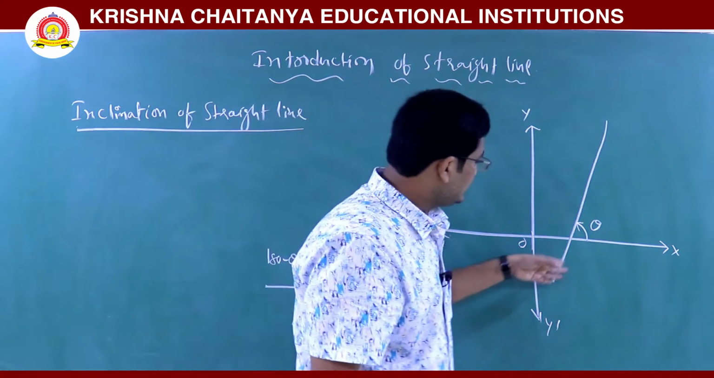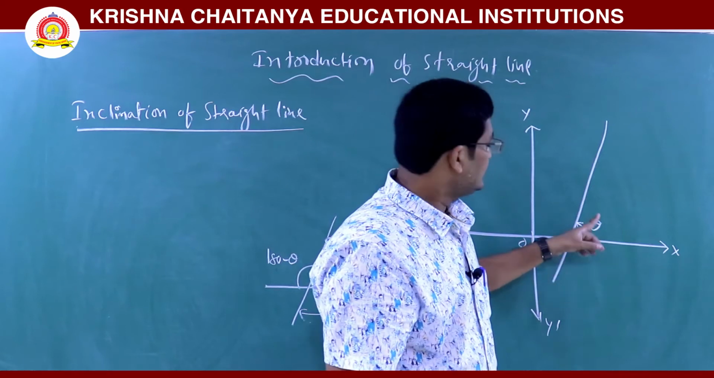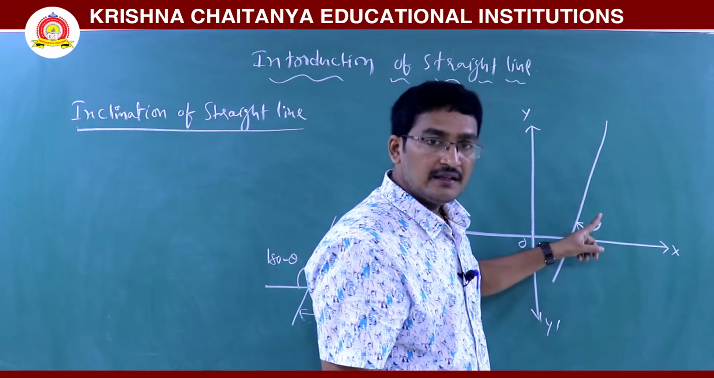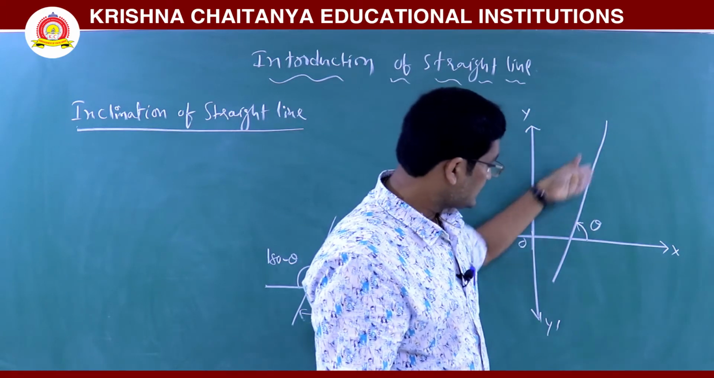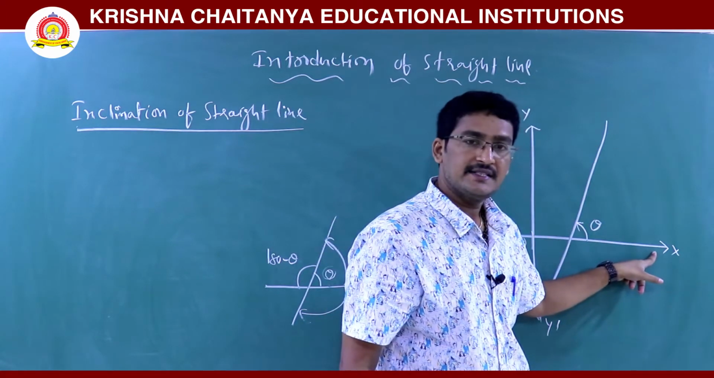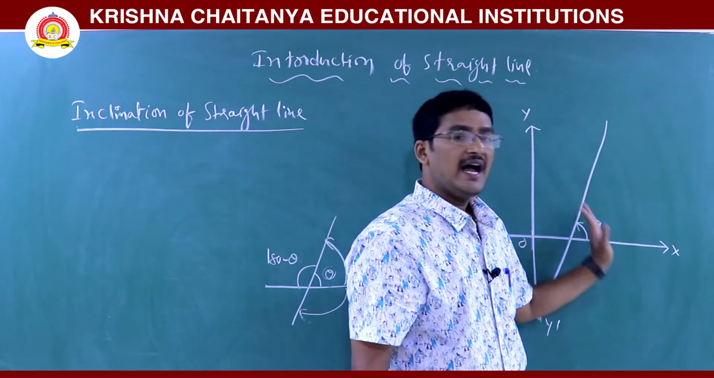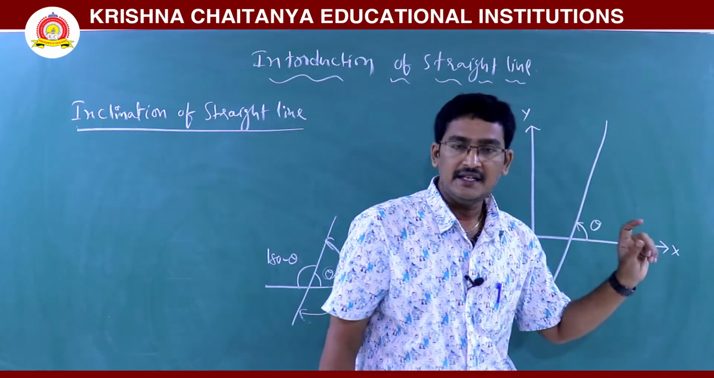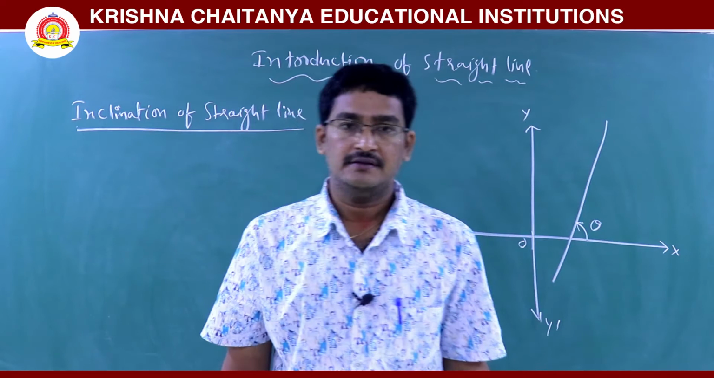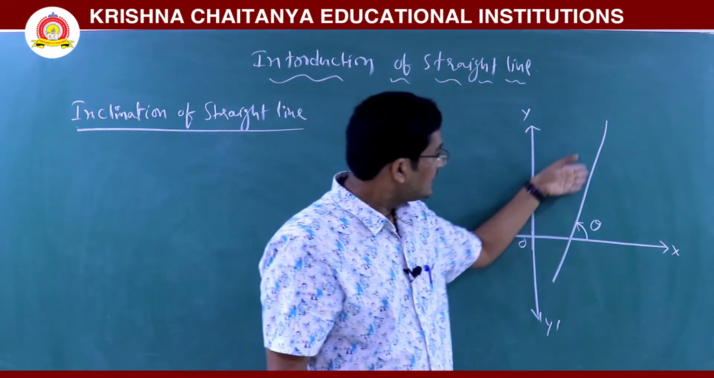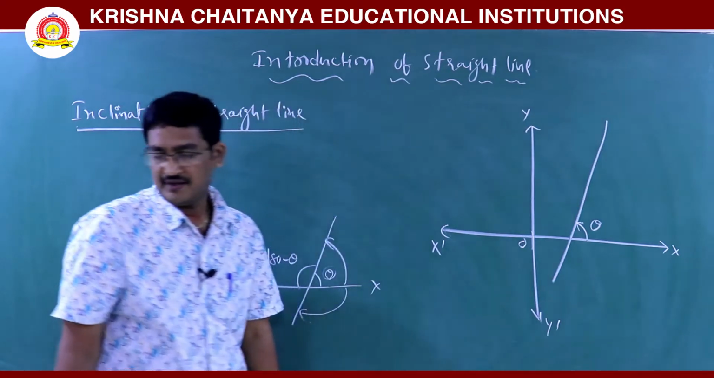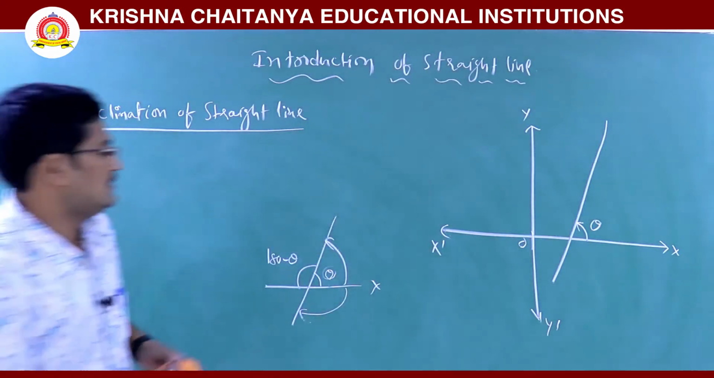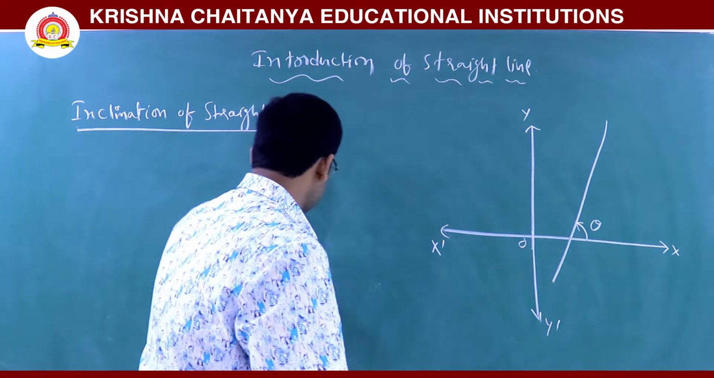Okay. So, this is theta. What is theta in this figure? This is the angle made by this line with the positive direction of x-axis measured along the anti-clockwise direction. That theta is called the inclination of that line. This theta is the inclination of this line. That is the definition of inclination of the line.